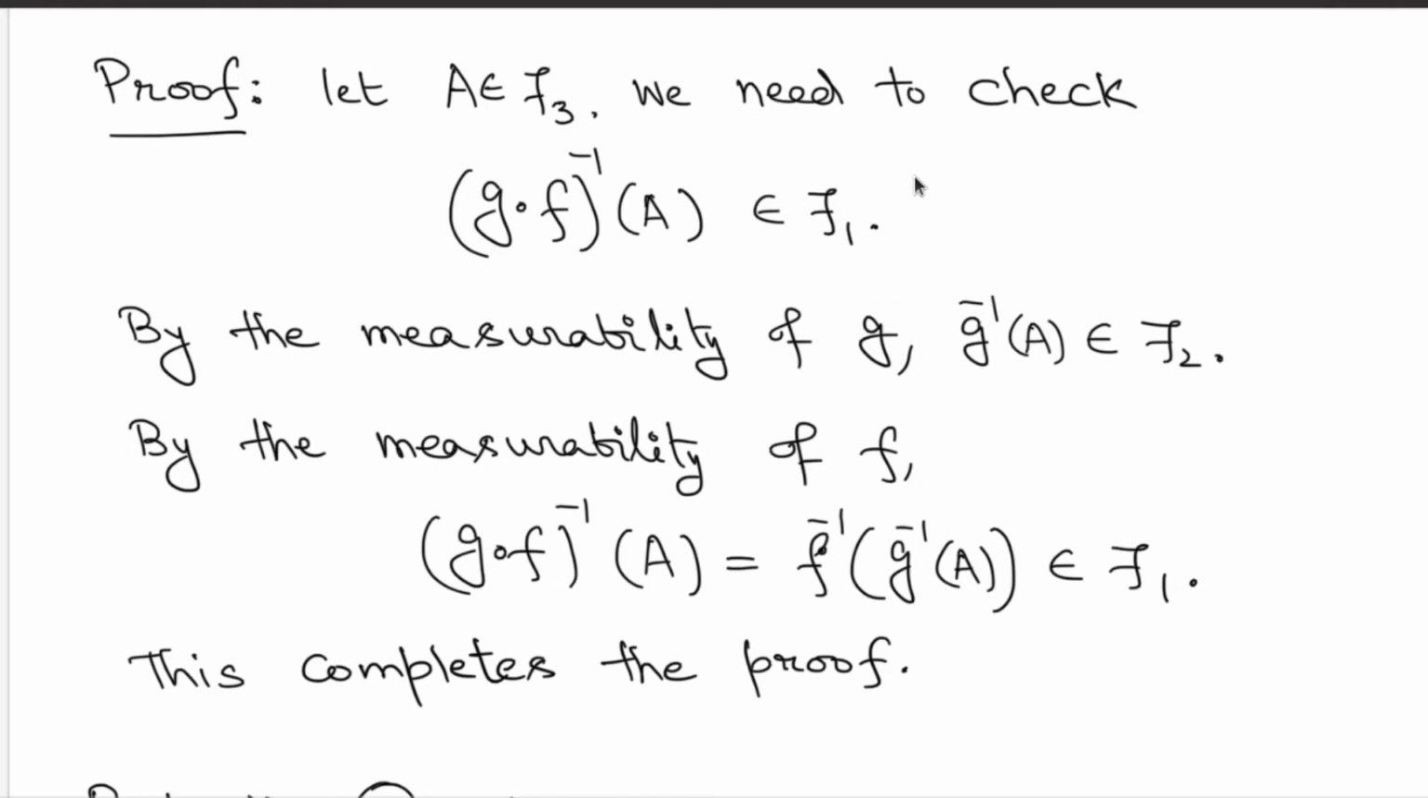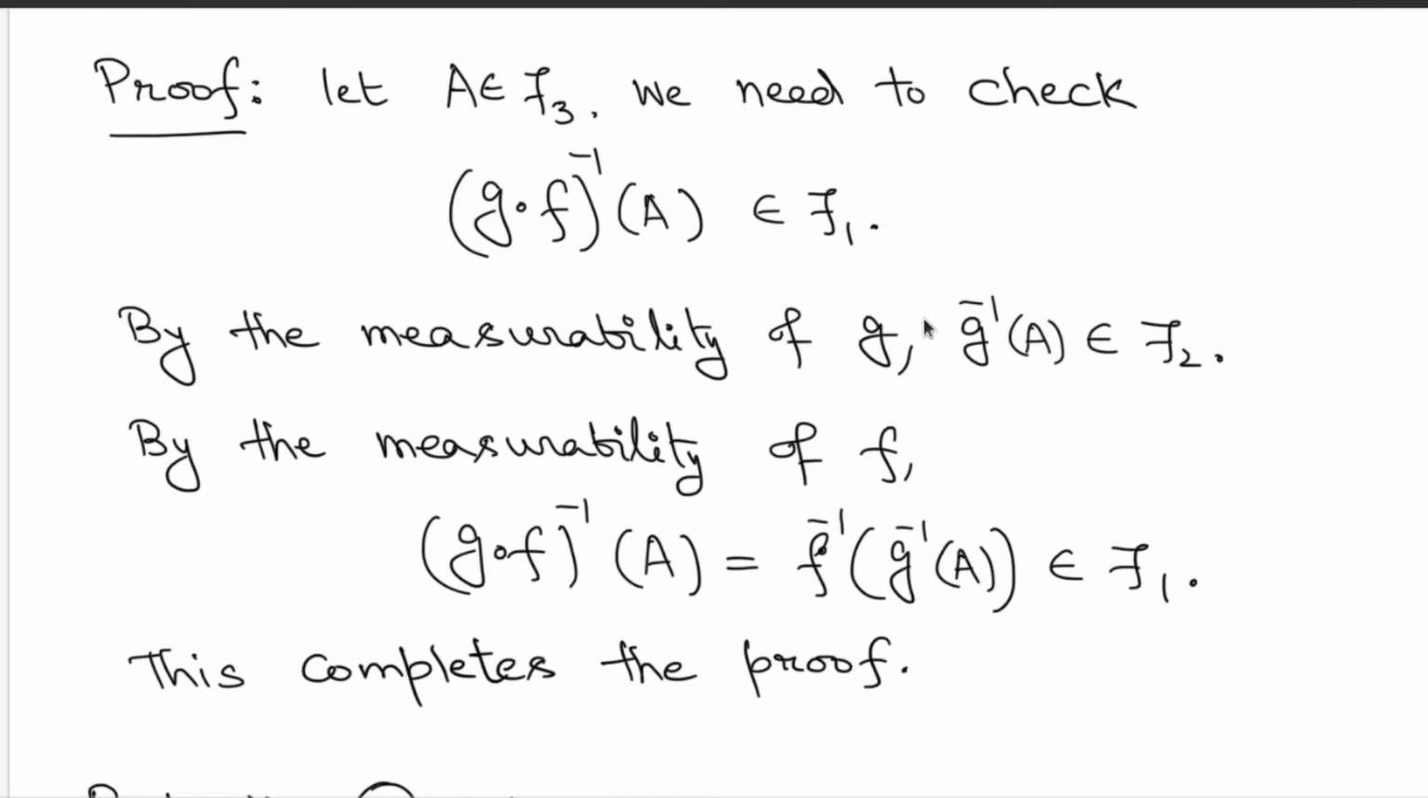So how do you check this? First observe that from the measurability of g, you can immediately claim that for any arbitrary measurable set in F3, which is in omega 3, the pre-image under g will fall inside the domain side sigma field of g. What is the domain of g? That is omega 2, and the domain side sigma field is script F2.